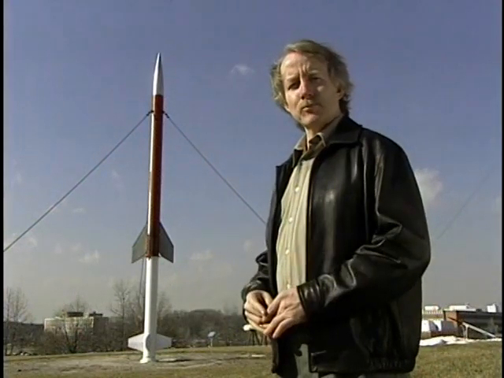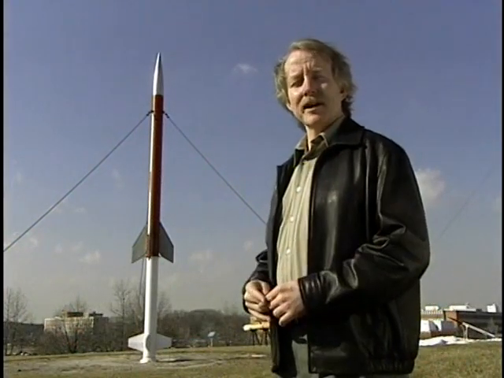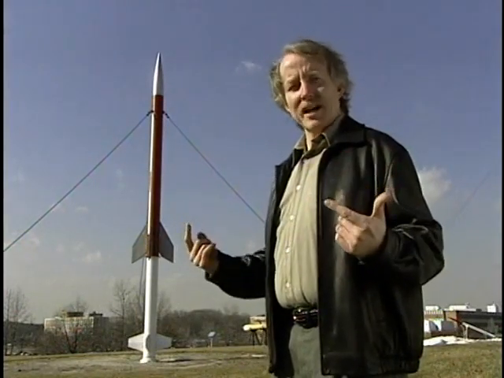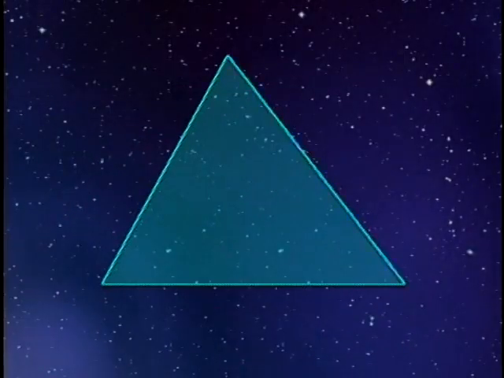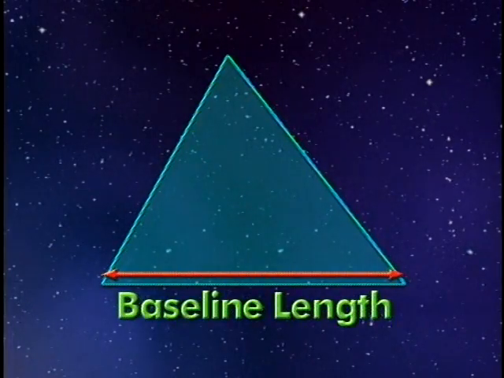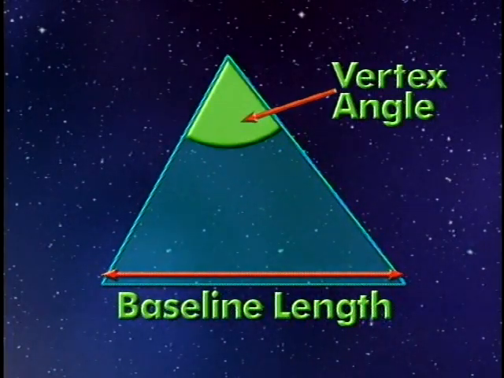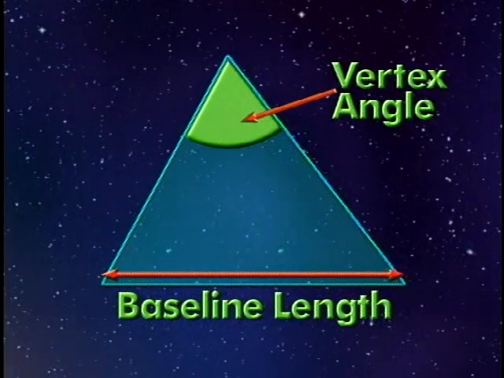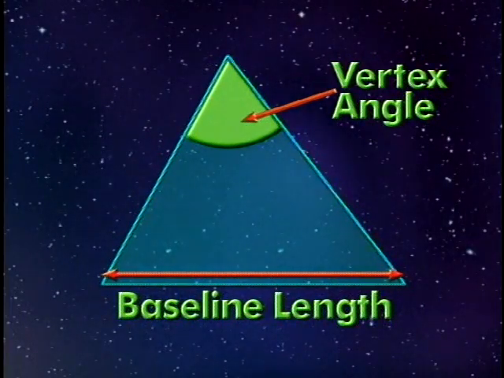In this example, we used a geometric technique called triangulation, which assumes that we know the baseline length and the two base angles. When astronomers use parallax, they measure the baseline length and the vertex angle. It is hard to use the parallax method in the classroom because you can't measure the vertex angle exactly. With proper measuring technology, this is not a problem for astronomers.